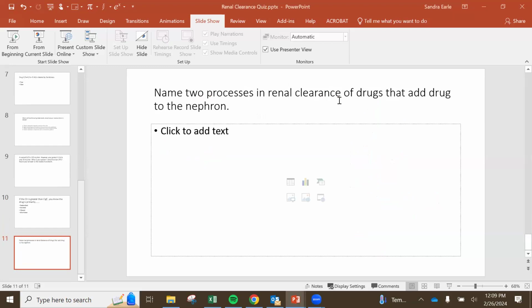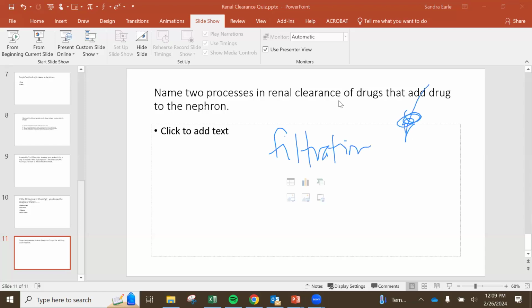And I think this is our last question, which should have been a very easy one. Name the two processes in renal clearance of drugs that add drug to the nephron. I think almost all of you got this. So remember, we have three processes. We have filtration, and all drugs are filtered.